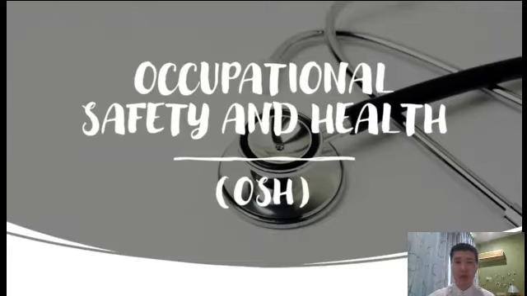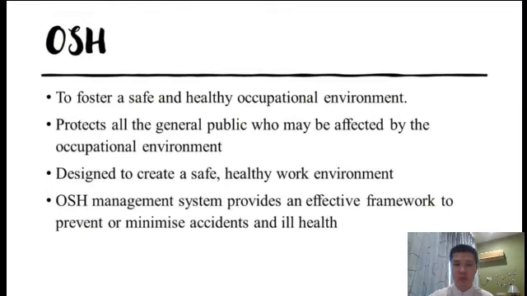Occupational safety and health, or OSH, is also commonly referred to as occupational health and safety, or OHS. Occupational health or occupational safety is a multidisciplinary field concerned with the safety, health, and welfare of people at work. The goal of an occupational safety and health program is to foster a safe and healthy occupational environment. OSH also protects all the general public who may be affected by the occupational environment.